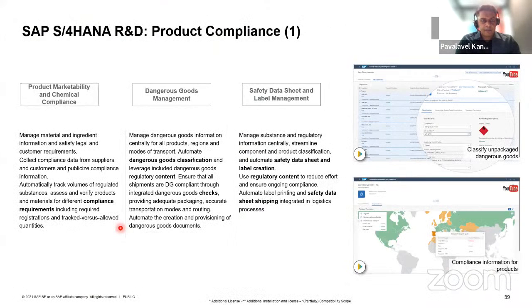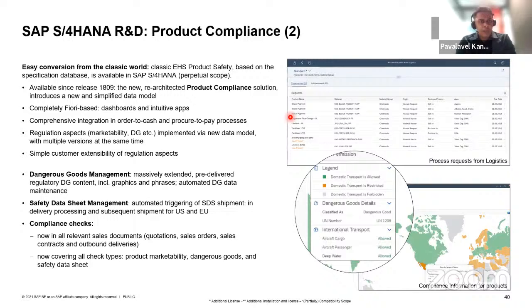Let me come back here. Coming to the slide on product compliance, the product marketability and chemical compliance can be maintained. You can have the dangerous goods management. You have the SDS and label management. So this can be done as a part of product compliance.